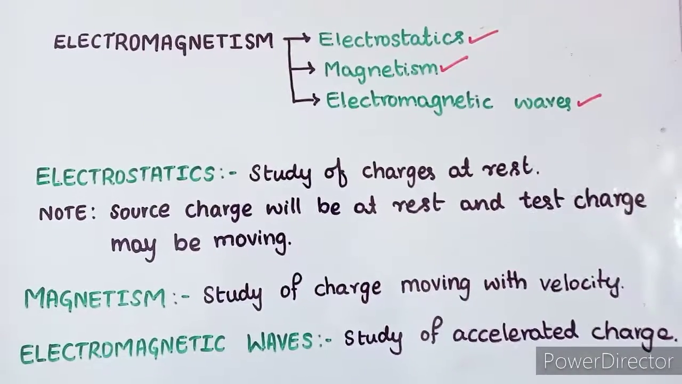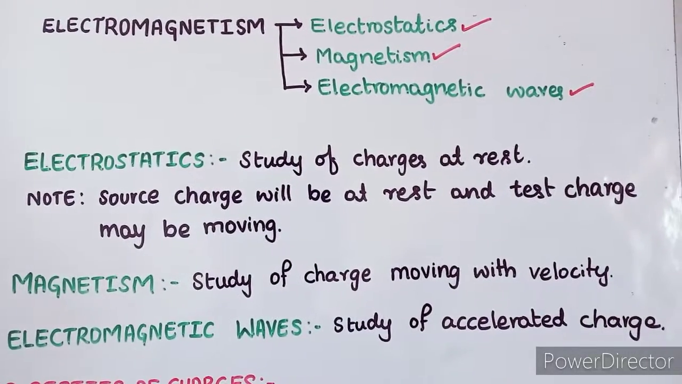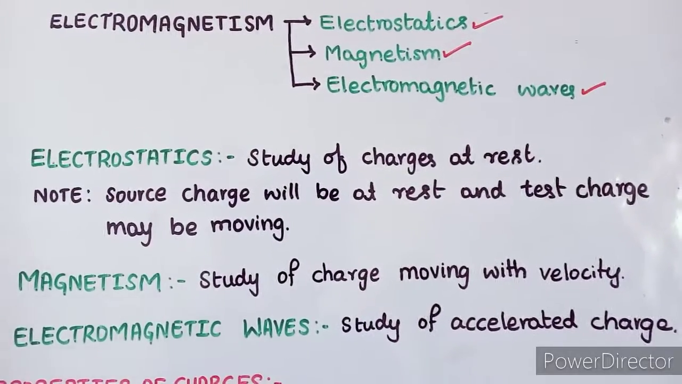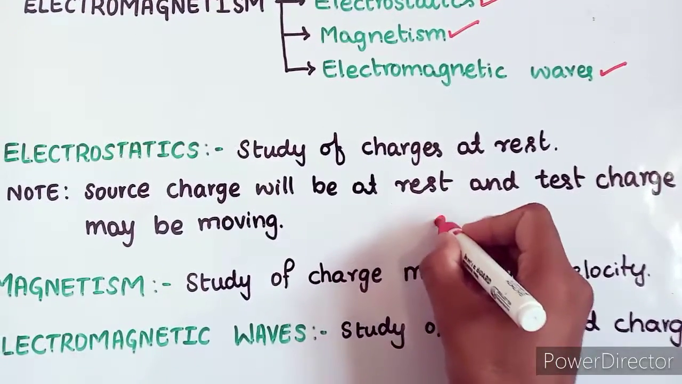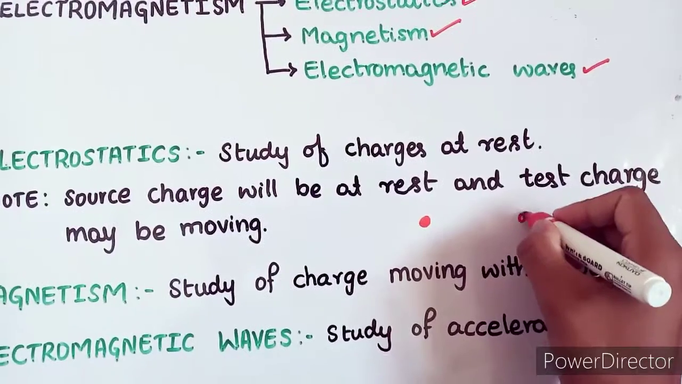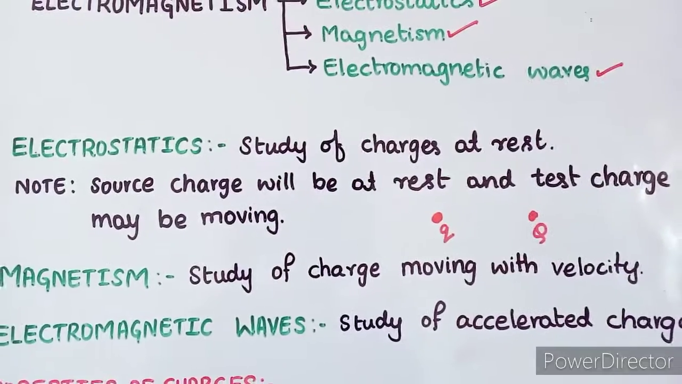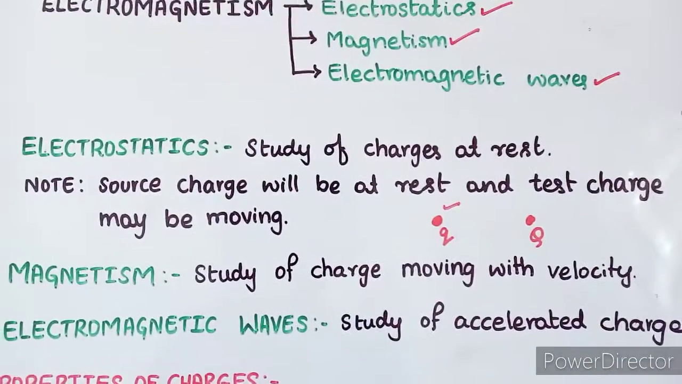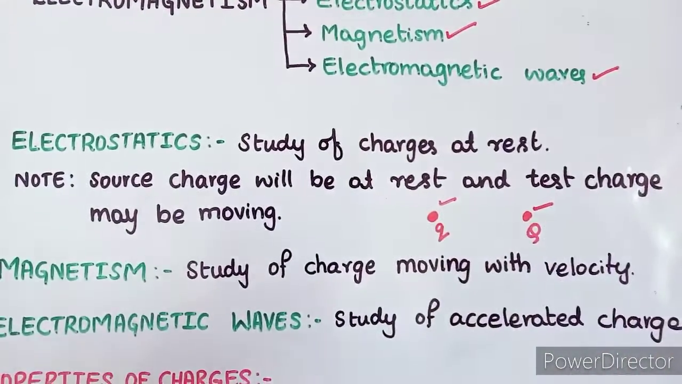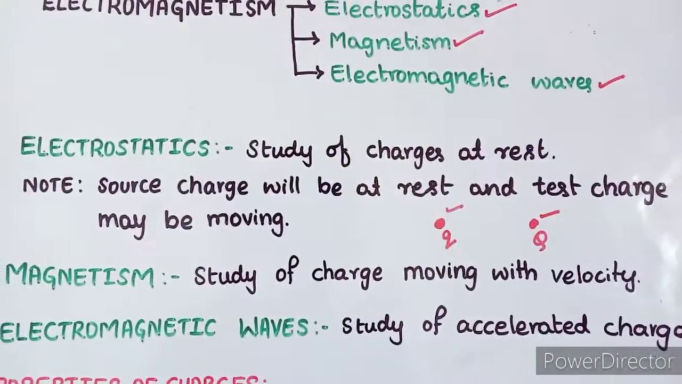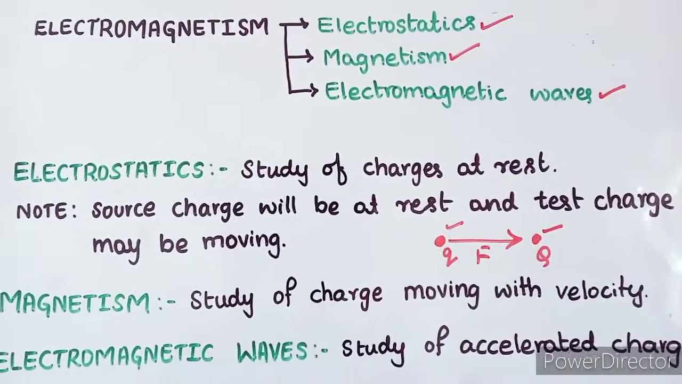What type of charges are they? They are called the source charges. Here in electrostatics, we keep the source charges at rest. Then we will study the force due to these charges on a test charge. Let's consider I have a source charge here and a test charge here. This is the source charge, considered small q, and this is the test charge, capital Q. This will be at rest, and this may be moving or may not be moving. We can keep this at rest, or we can consider this as a moving charged particle, and we will find the force due to this charge on this test charge.